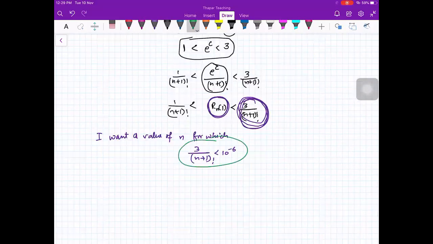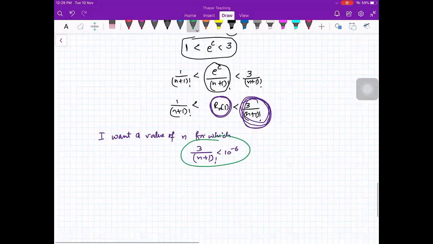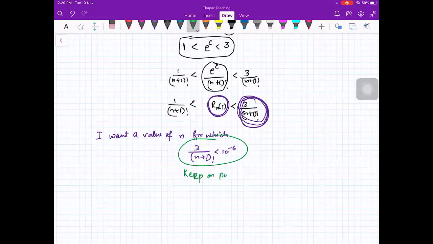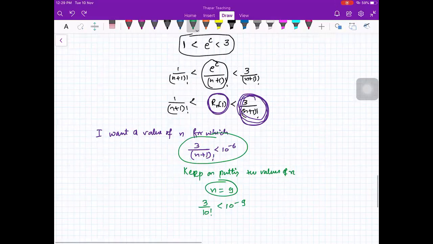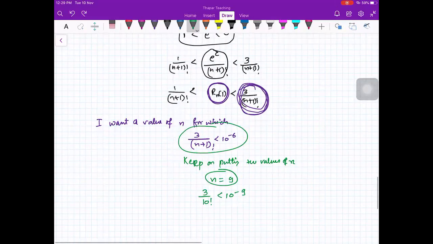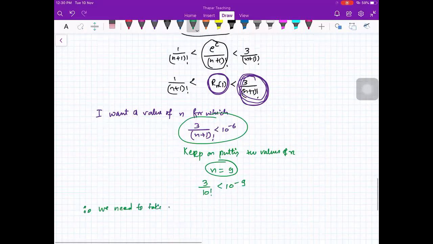So how will you compute it? Because factorial is involved, you cannot solve this equation, but you can keep on putting in values of n. For example, if you put n equal to 9, then 3 upon 10 factorial is less than 10 to the minus 6. So you have to actually put in the value of n to compute this number. Is that okay? Therefore, we need to take n equal to 9 for the error to be less than 10 to the minus 6.